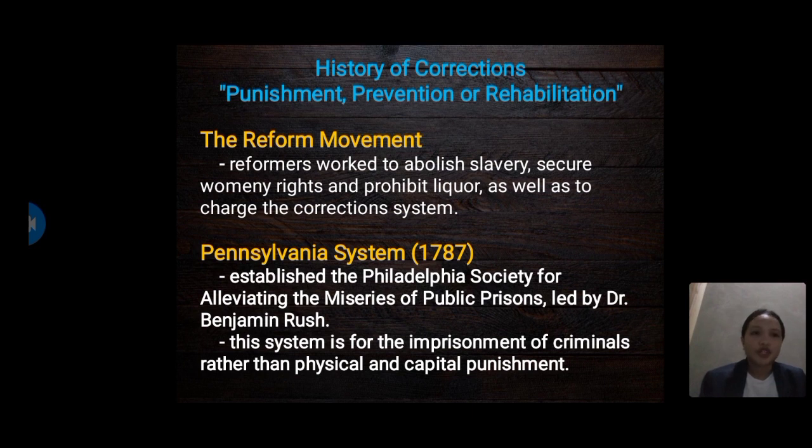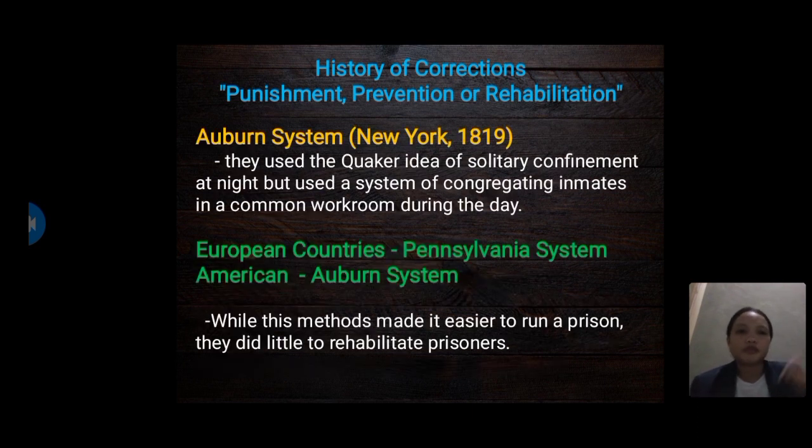Next is the reform movement. Reformers worked to abolish slavery, secure women's rights, and prohibit liquor, as well as to change the correction system. So, the Pennsylvania system in 1787 established the Philadelphia Society for Alleviating the Miseries of Public Prisons, led by Dr. Benjamin Rush. So this system is for the imprisonment of criminals rather than physical and capital punishment.